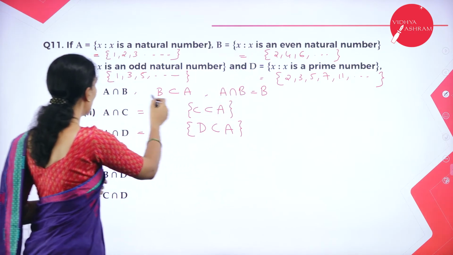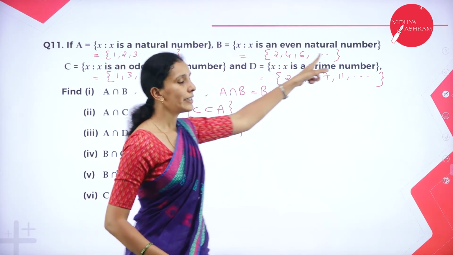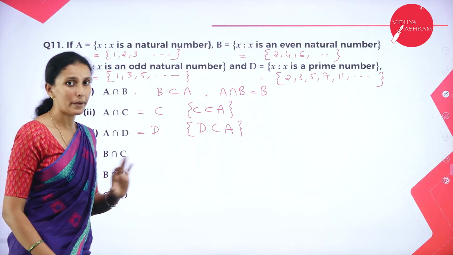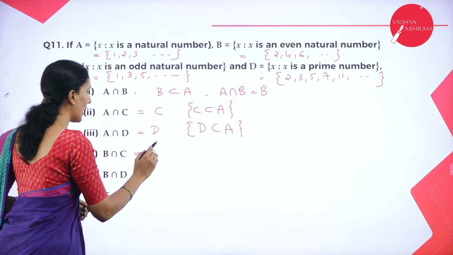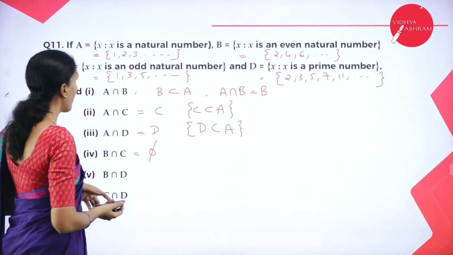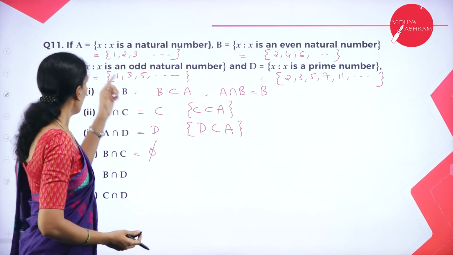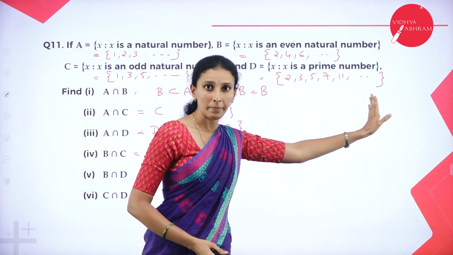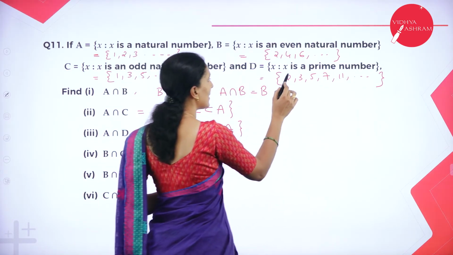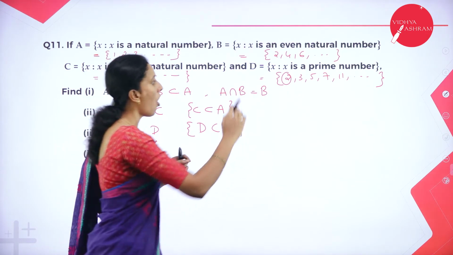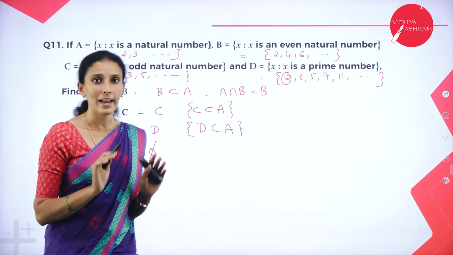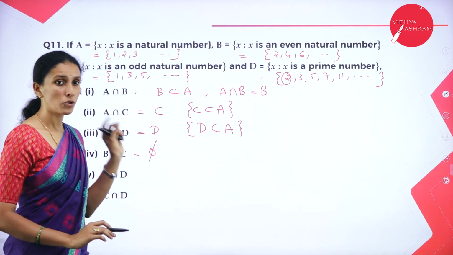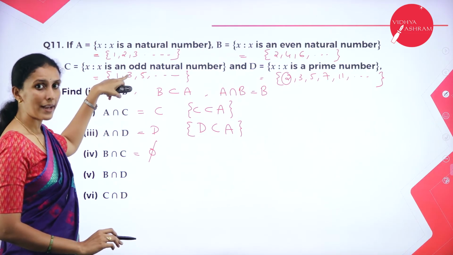Next, B intersection C. We take B and C. In B, you have only even numbers. In C, you have only odd numbers. Do you find any common elements? No. So, therefore, empty. Next, A and D. A is all natural numbers and D is all prime numbers. Except 2, all others in D are odd natural numbers, so all primes are present in the natural numbers.